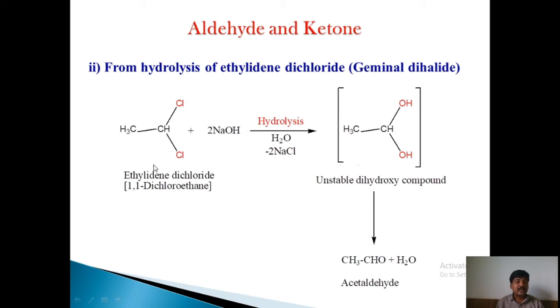So, when hydrolysis of this ethylene dichloride, which is also known as 1,1-dichloroethane, is done with sodium hydroxide solution, it produces an unstable dihydroxy compound. After that, this unstable dihydroxy compound loses a water molecule to produce our target compound, acetaldehyde. This is your second method.